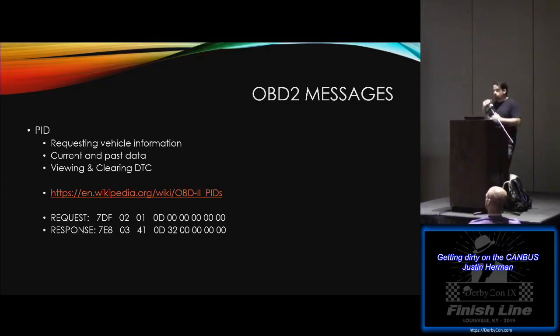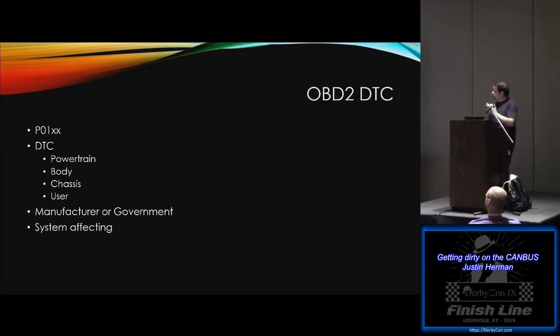There's a series of modes that are in OBD2 messages. When DTCs, or diagnostic trouble codes, come up, they are prefixed with a P, B, C, or U. That stands for powertrain, body, chassis, or user. The second digit determines whether or not it's government issued or manufacturer issued. And then the third digit will determine the system that it's actually involved in, with the subsequent digits being the actual error message.